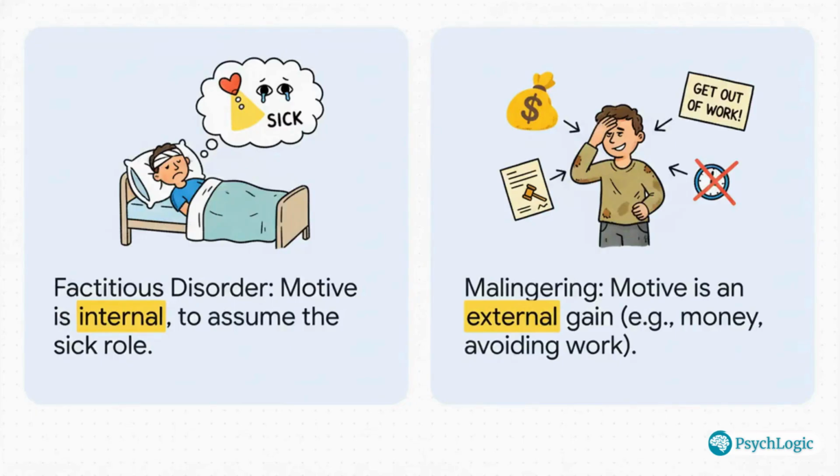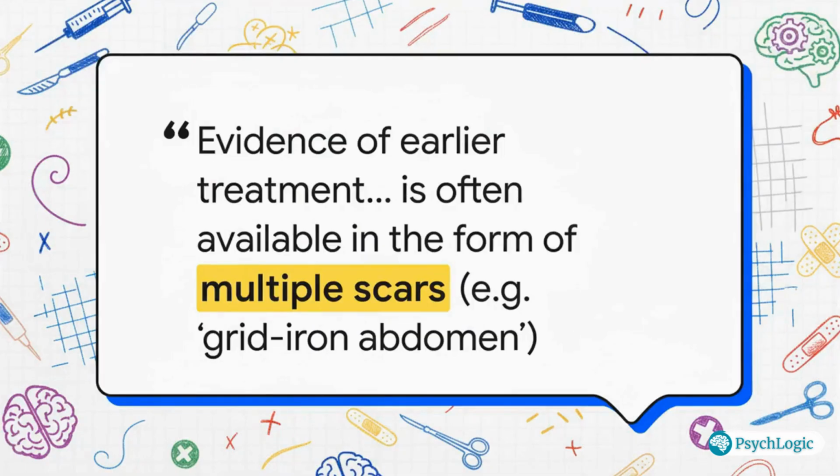Now, this is maybe the most important distinction to make. It all comes down to the why. With factitious disorder, the motive is internal. It's a deep psychological need to be seen as a patient. That's completely different from what's called malingering, where someone fakes being sick for a clear external prize like getting an insurance payout or getting out of work. The motive is everything.